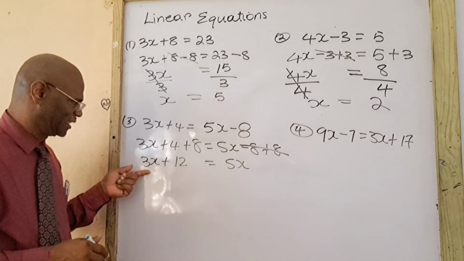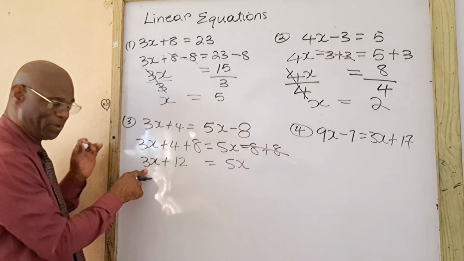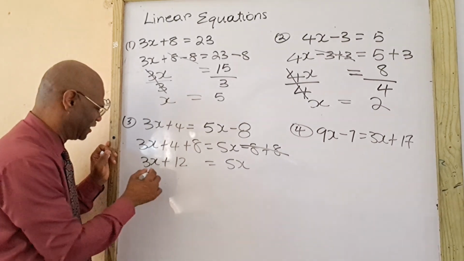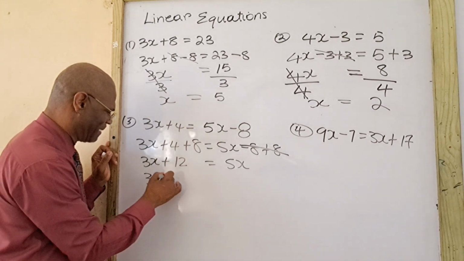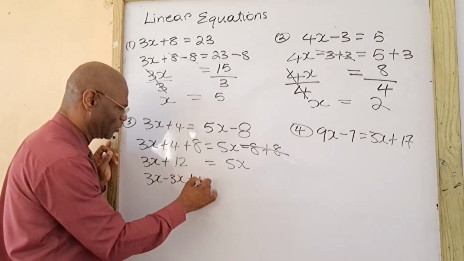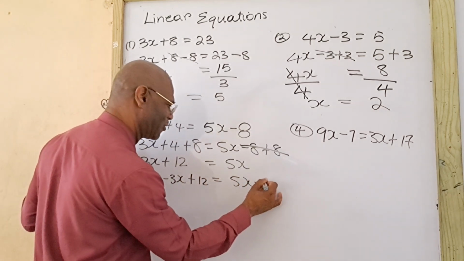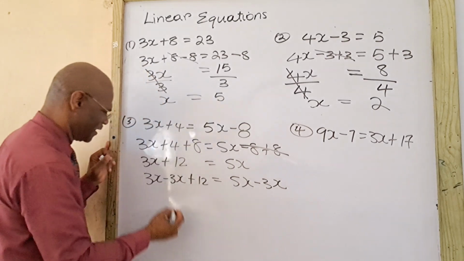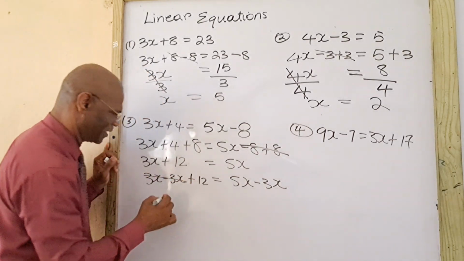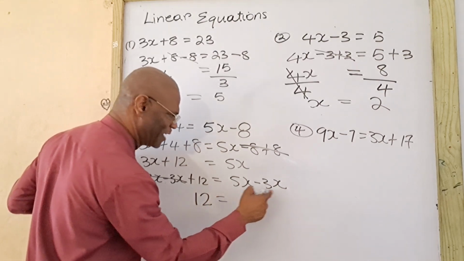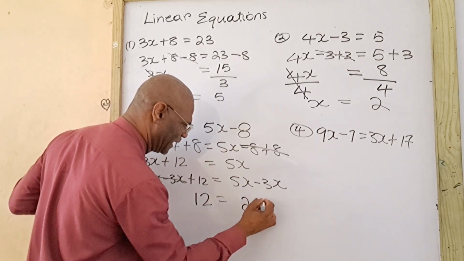Now how do I do that? We have positive 3x over here. We are going to subtract 3x on both sides. So I have 3x minus 3x plus 12 equals 5x minus 3x. So 3x minus 3x is 0. I'm left with 12 equals 5x minus 3x, which is 2x.